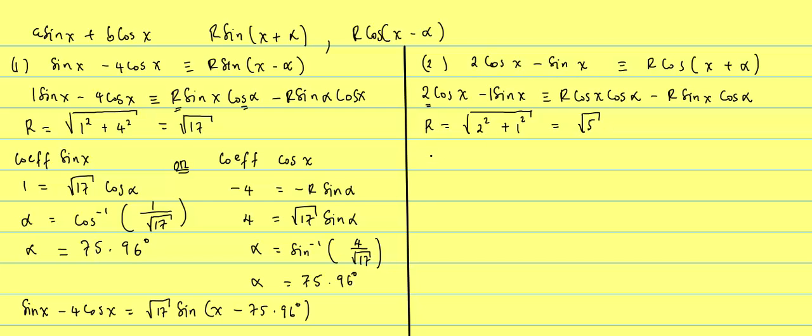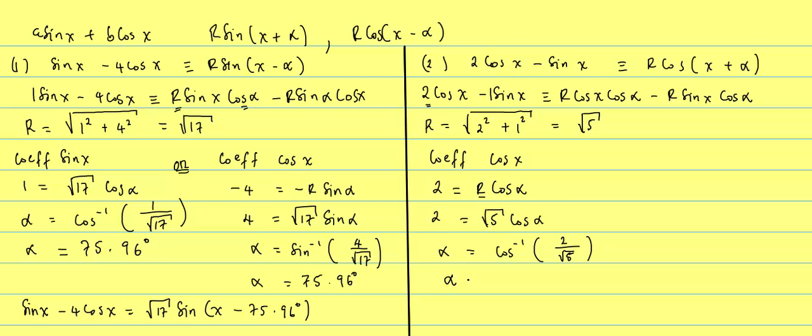Okay, now I'm going to take coefficients of cos x. On the left hand side, the coefficient of cos x is equal to 2, and on the right hand side it will be r cos alpha. But we already know that r is equal to the square root of 5, so we're saying 2 is equal to the square root of 5 cos alpha, and so our alpha is cos inverse of 2 over root 5. Thus alpha is going to be equal to 26.57 degrees, correct to 2 decimal places.